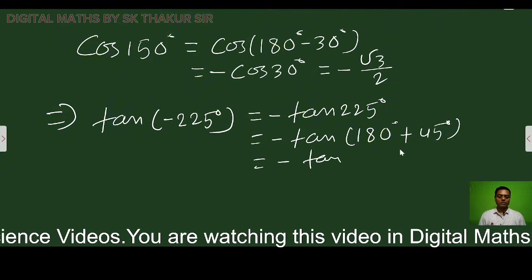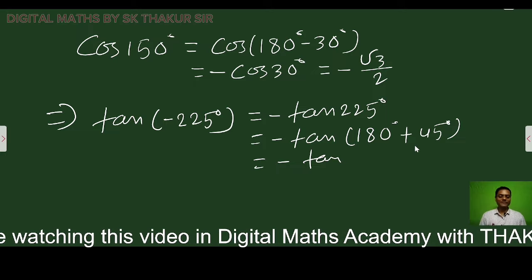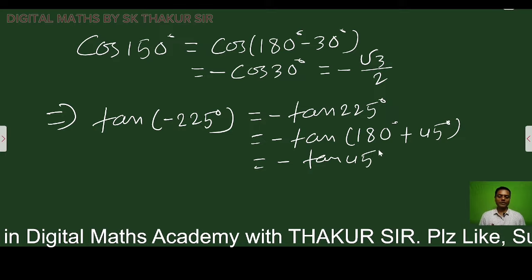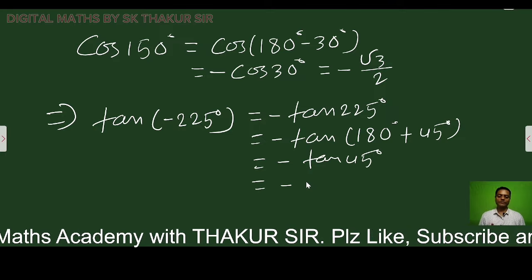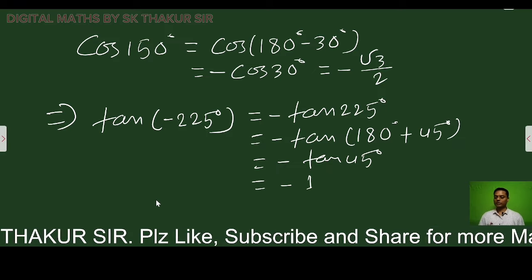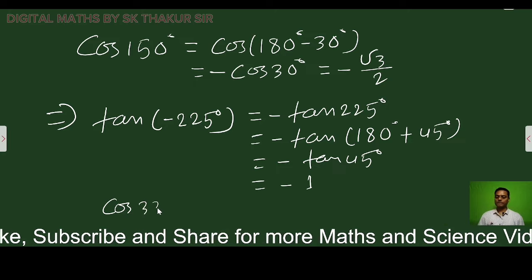Now 180 degree plus 45 degree, that is tan, it gives positive value, but 180 degree doesn't change, so we can write tan 45 degree only, and finally we have minus 1. Let's have another value also, that is cos 330 degree.